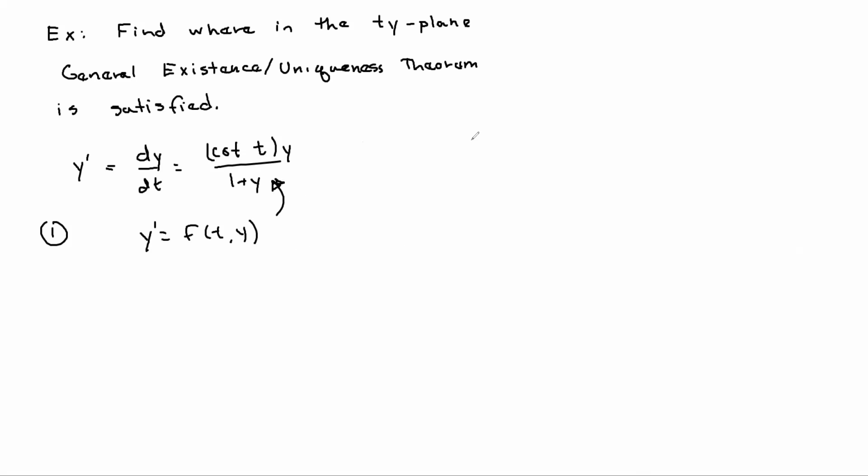Now, there is no initial condition because they're basically just throwing out a general question: where could we have continuous regions where we could put initial conditions? So they're not specifying an initial condition.